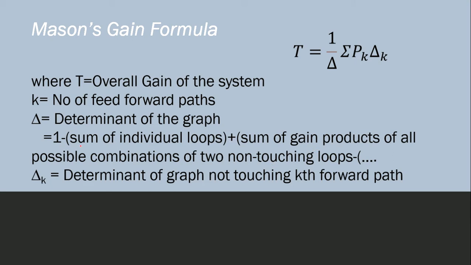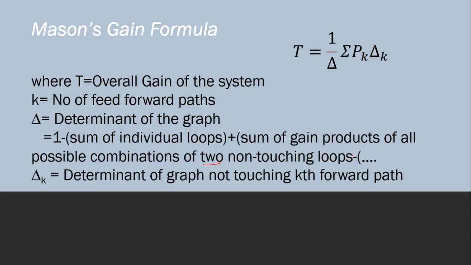Now here, one clue so that you can remember: the individual loops, that is, an odd number of loops, meaning one loop, so this is an odd number. So here you put a negative sign. Here, the sum of gain products of all possible combinations of two non-touching loops. This is an even number, so put a plus sign. Again, you write the same thing, only instead of 2 you write 3. So put a minus sign here.